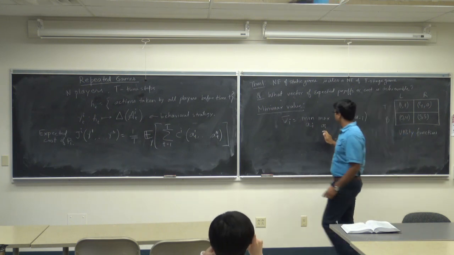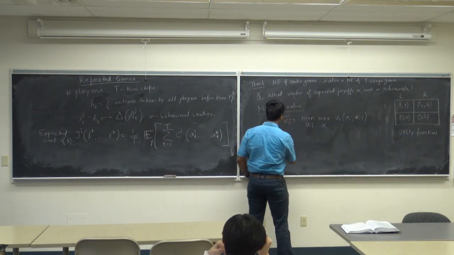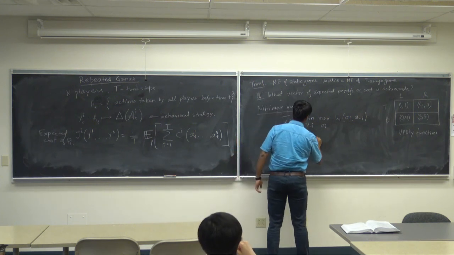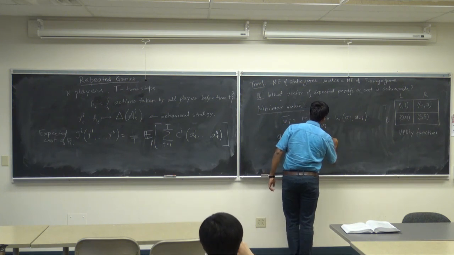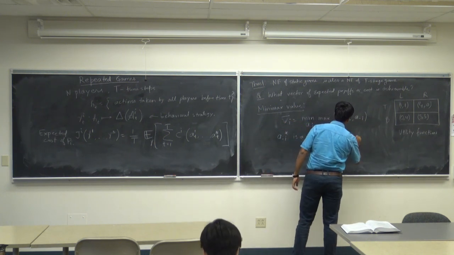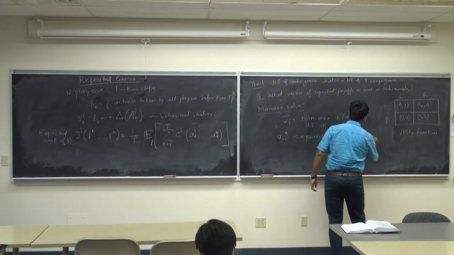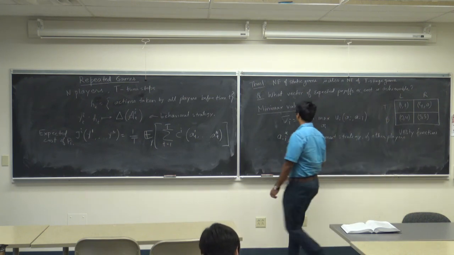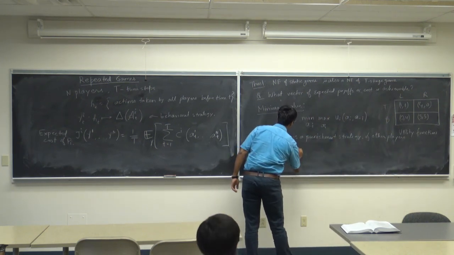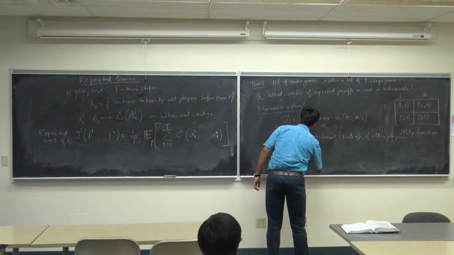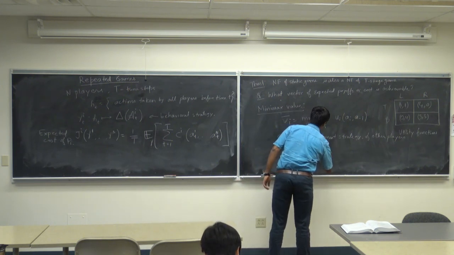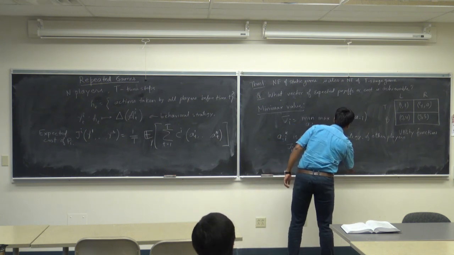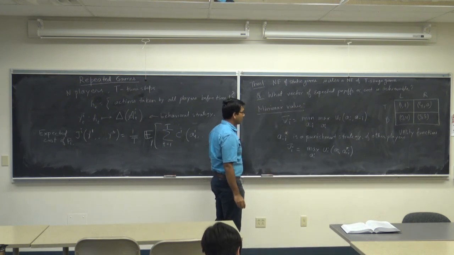Okay, what does that mean? Let's say a_{-i}* is a punishment strategy of other players. That means that v̄_i is equal to max over a_i of u_i(a_i, a_{-i}*).